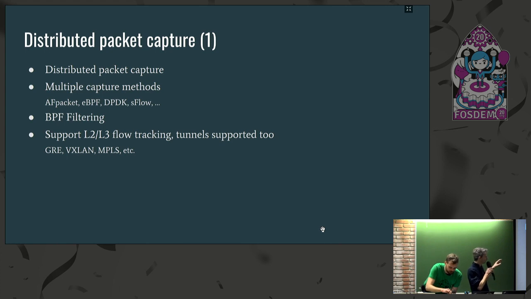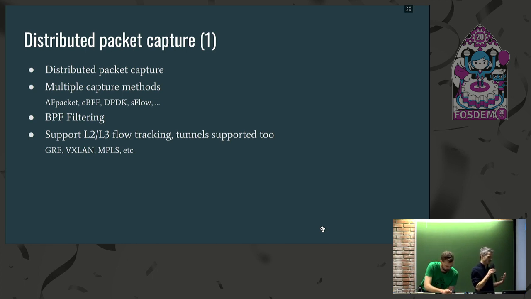When we start a capture, you can express that you want only a few packets, like playing with the eBPF filtering mechanism. And we do support L2 and L3 flow tracking. Tunnels are supported too, meaning that we support GRE, VXLAN, MPLS, GENEVE, and maybe some others. The goal of this is when you have an overlay and you want to track the traffic of a container or a VM, and even within a tunnel, you can do this with Skydive.